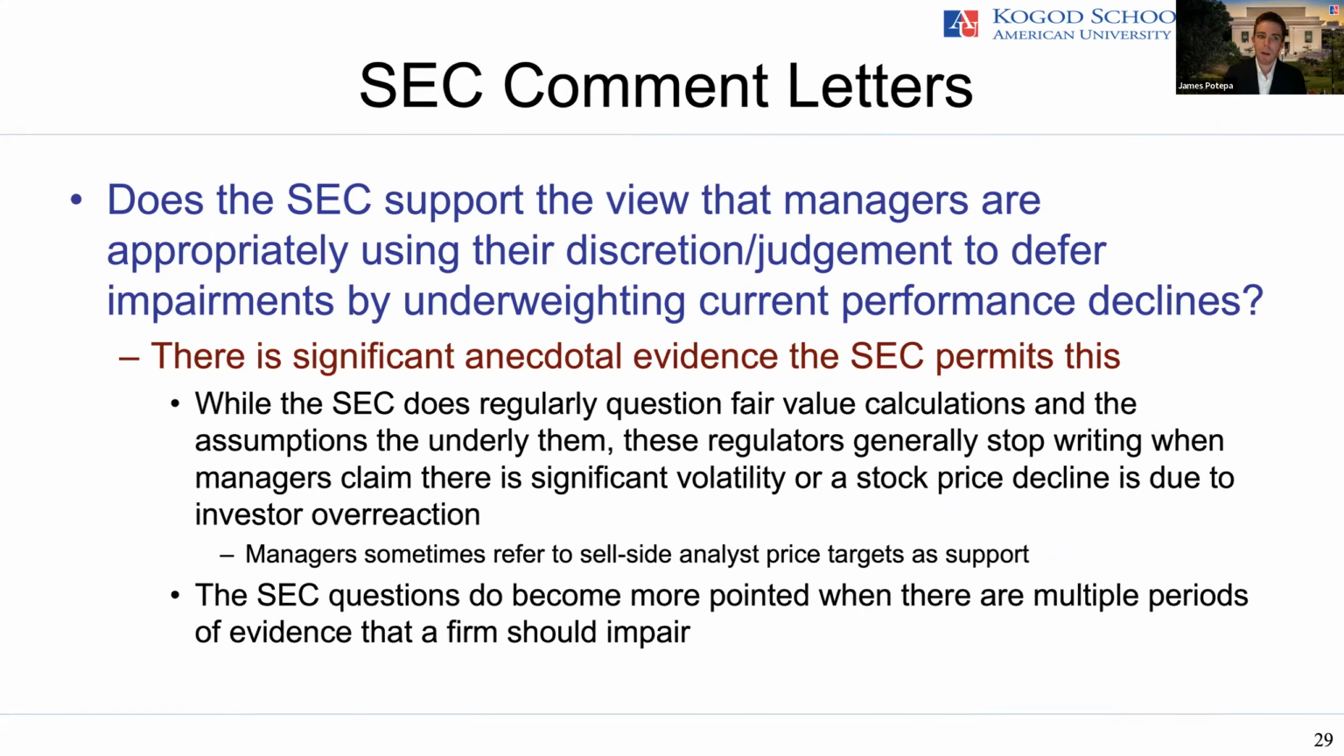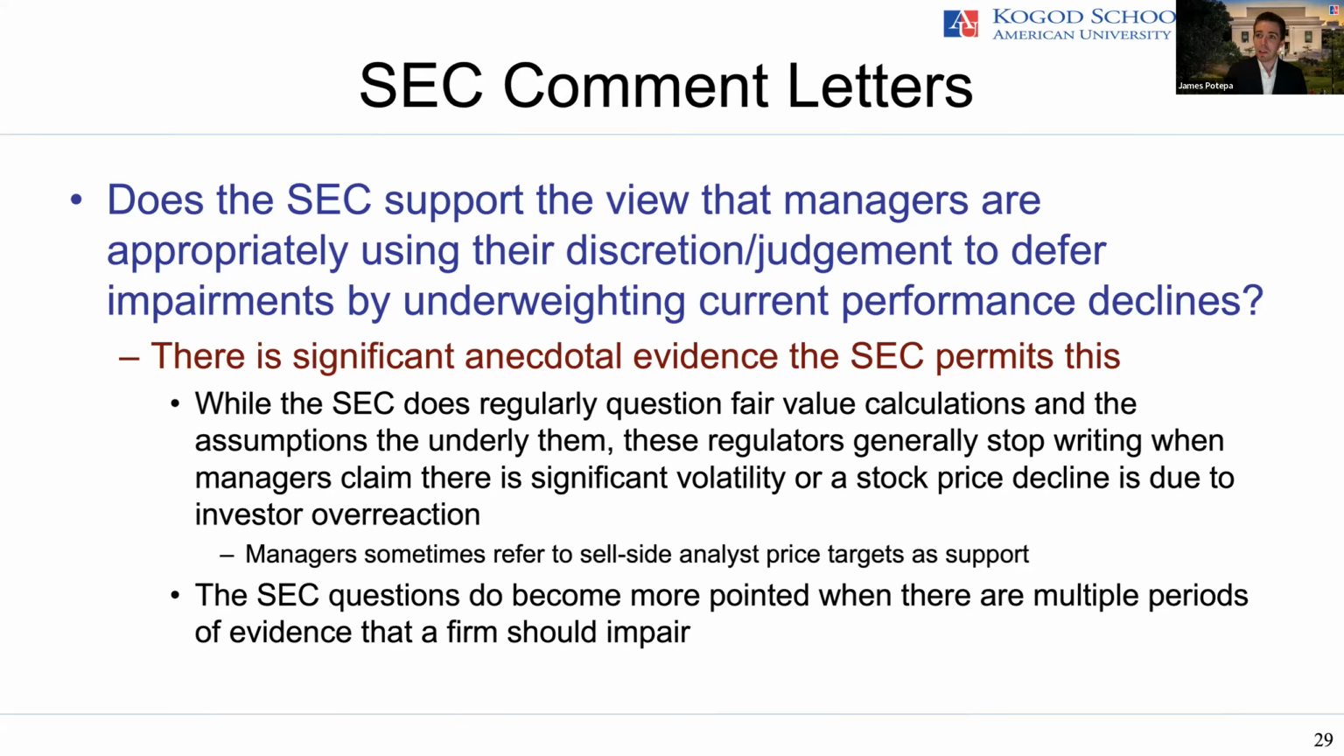So reading the letters, we find that the SEC seems to be okay with firms using their discretion or judgment to defer impairments by underweighting current period performance declines. So there's significant anecdotal evidence if you read through these letters that while the SEC does regularly question fair value calculations and the assumptions that underlie them, these regulators generally stop writing if managers claim there's significant volatility or that the stock price decline is due to some sort of investor overreaction. And sometimes managers are even going to pull sell-side analyst price targets and things like that to justify why that's the case. And it seems to be effective in getting the SEC to leave them alone.